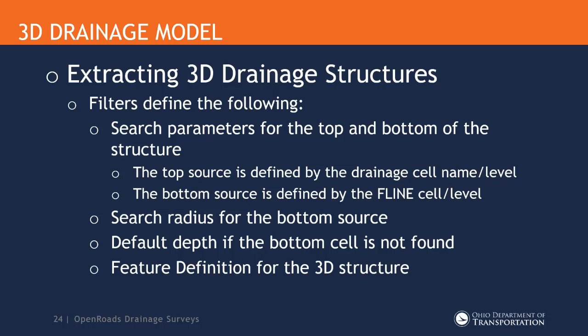There is a field code F line for the flow line. So in the field, when we talked about the survey side, they should be taking a shot at the grate, and then we do need an F line point to define the depth. If there isn't an F line point, it's just going to place the 3D structure at a default depth. There's also a search radius defined in that filter where it's looking for that flow line cell. In my video, I talk a little bit about that and some problems you might run into. And the last thing that the filter defines is the feature definition for the 3D structure itself.